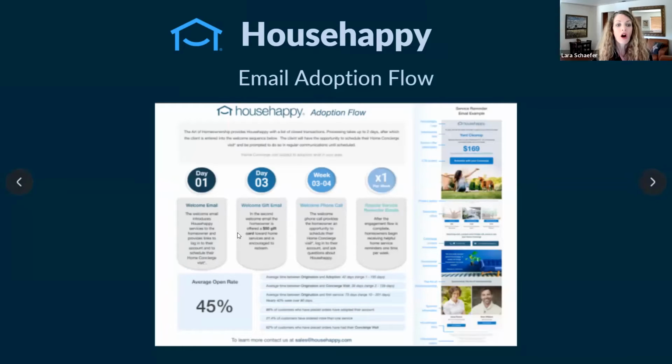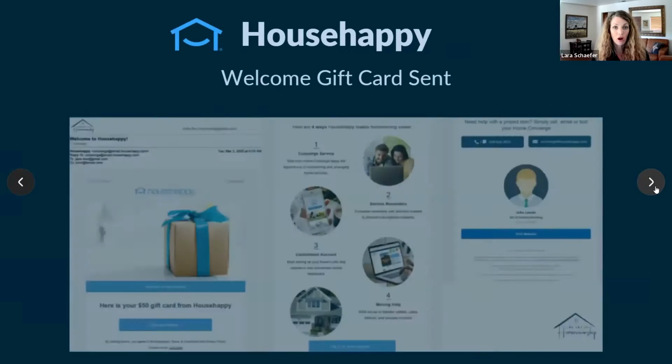So that's day 1. On day 3, House Happy then sends them a $50 gift certificate to use on any of their services. That will be sent to them via email as well. And then about week 3 or 4, they'll receive a phone call from House Happy. It's just a check-in to see if they have any questions. If they're in an area where they can schedule an in-home inspection, they will ask if that's something they'd like to do and help them set it up. So it's just an additional touch point and service for them. And then moving forward, it's once per week that they reach out with emails.